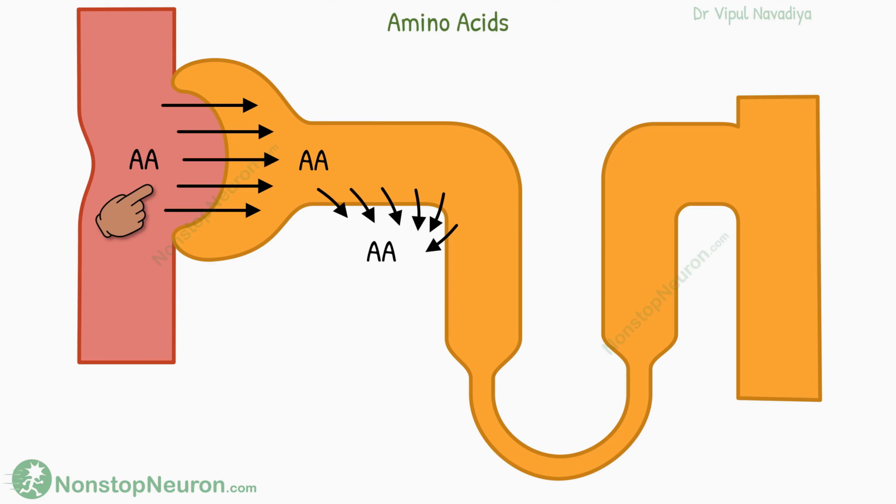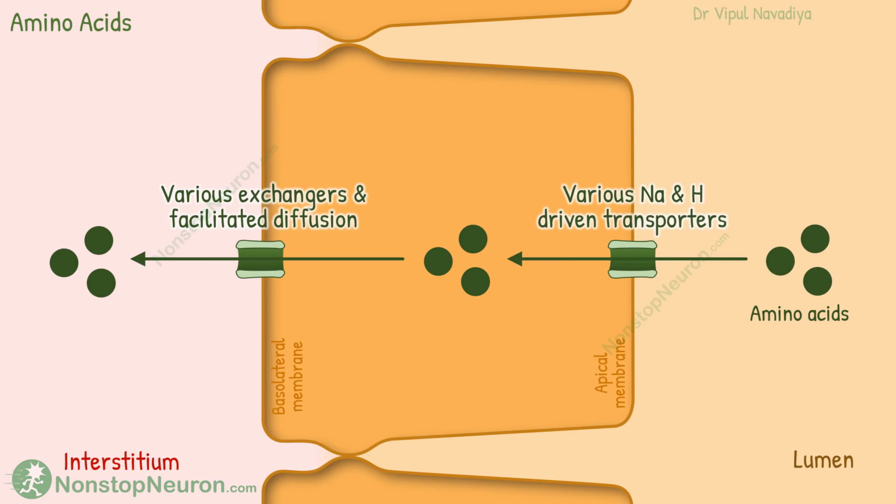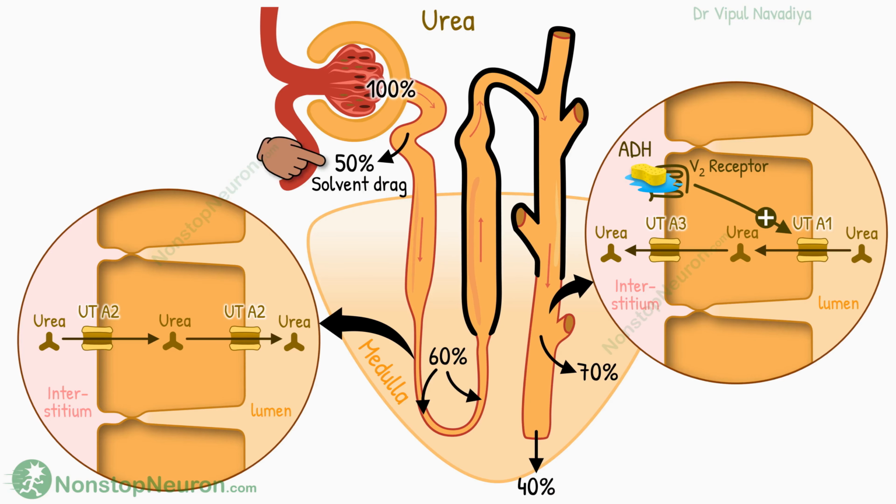Amino acids are also freely filtered and almost completely reabsorbed. There are different transporters to reabsorb different amino acids. Coming to the urea, it is reabsorbed in the proximal tubule by solvent drag. The thin limb of the loop of Henle secretes the urea by the transcellular route. Then a large portion of the nephron is impermeable. At the inner medullary collecting duct, it is reabsorbed. Finally, 40% of filtered urea is excreted in urine.